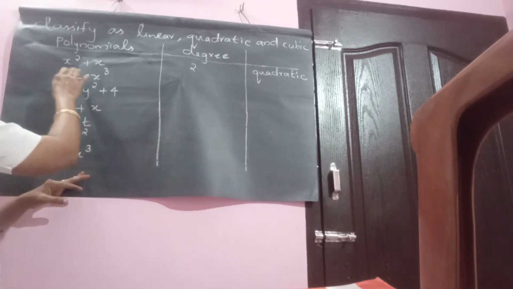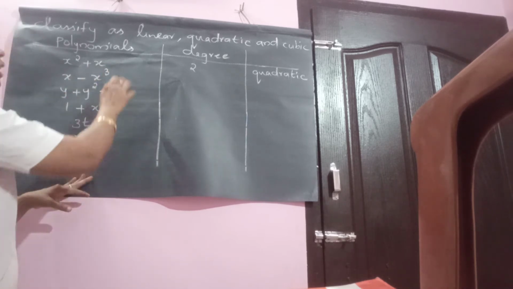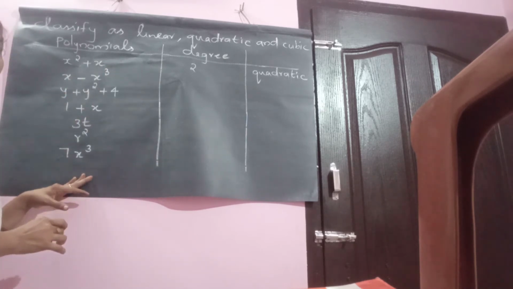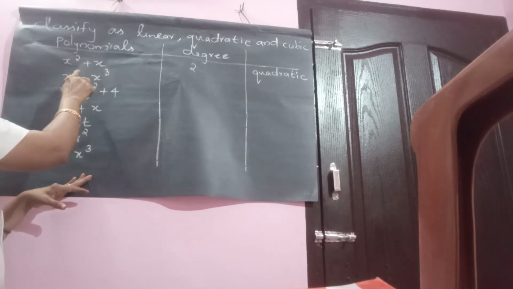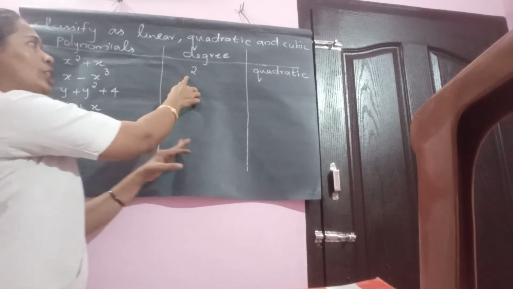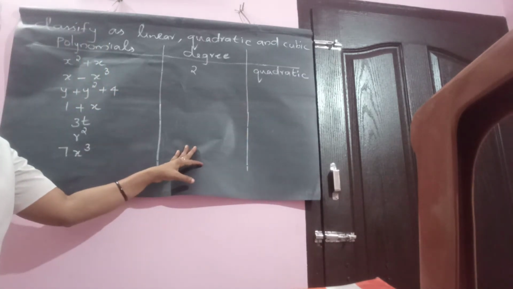Let us see the first one. x square plus x is given in the question. And what is its degree? Highest power needed. Here the power is 2, here the power is 1. Which one is the highest one? 2. When the power is 2, such polynomials are called quadratic polynomials.